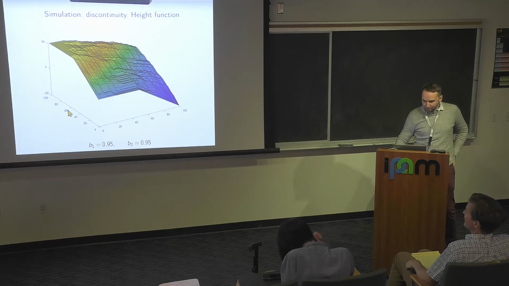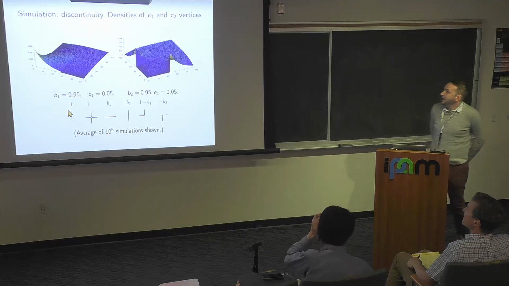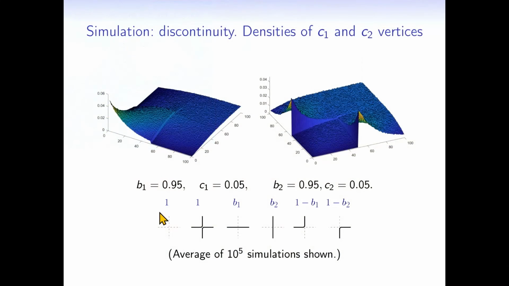C's are very small. And so that was a height function, some interesting shape. And here are the densities of C1 and C2 vertices. So again, there are some interesting surfaces here.